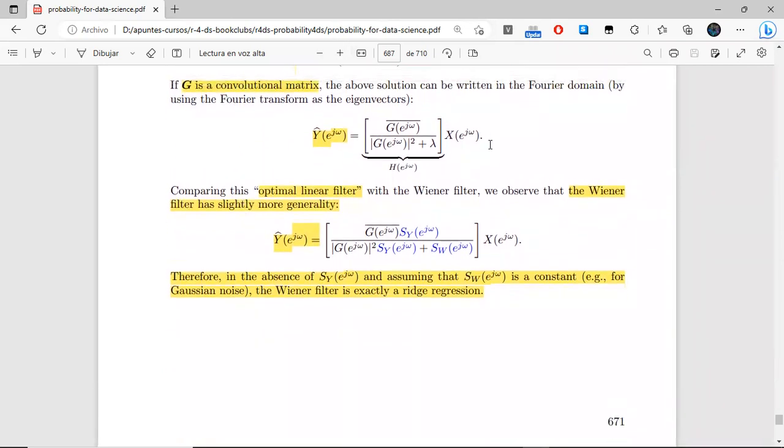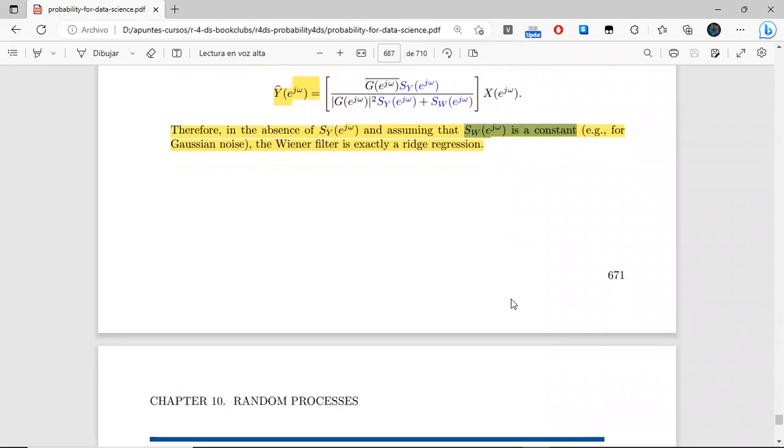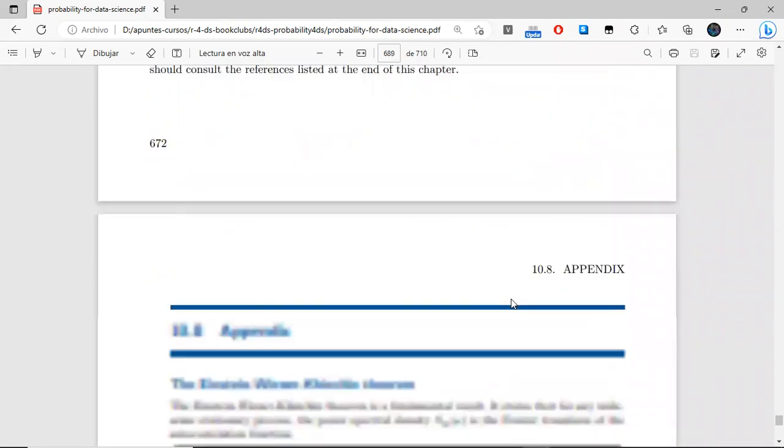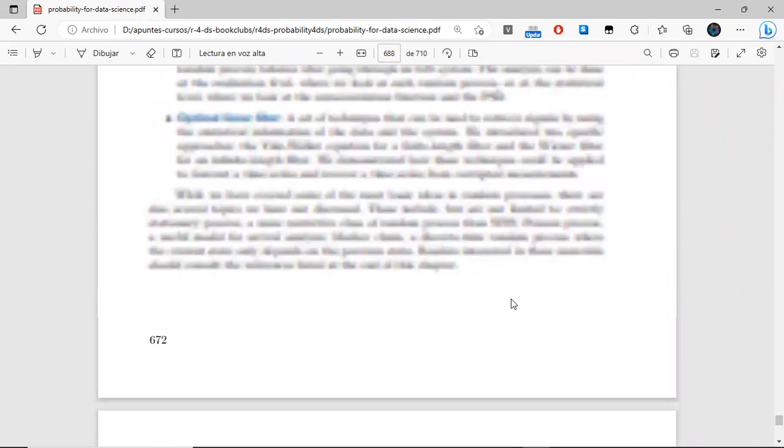But in the end, the solution provided by ridge regression takes the form of a solution produced by this optimal linear filter, but for a specific case where this happens, so this term does not affect the value, and this density of the error happens to be constant. That was it. What follows is just proofs, but they are not important.